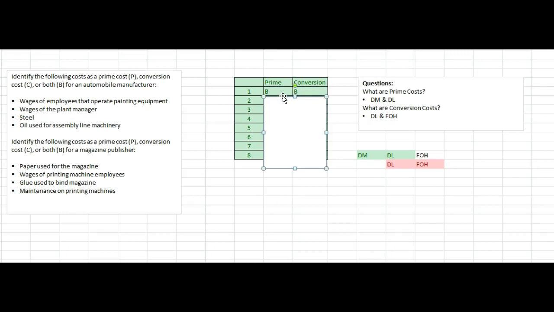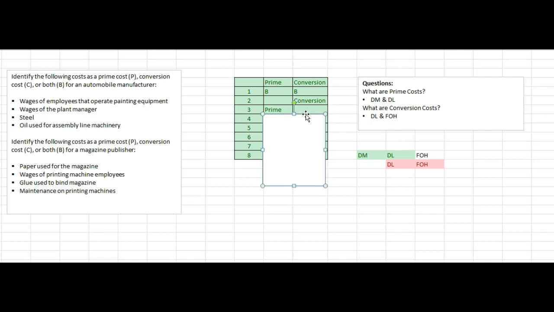And wages of the plant manager. Okay, now that's another story. The wages of plant manager, he's not a direct labor. He's only factory overhead. So his wages would be just conversion cost. So steel. So what is steel? Well, steel's a direct material, right? Direct material falls under prime cost. So you kind of get the feel for how this works.